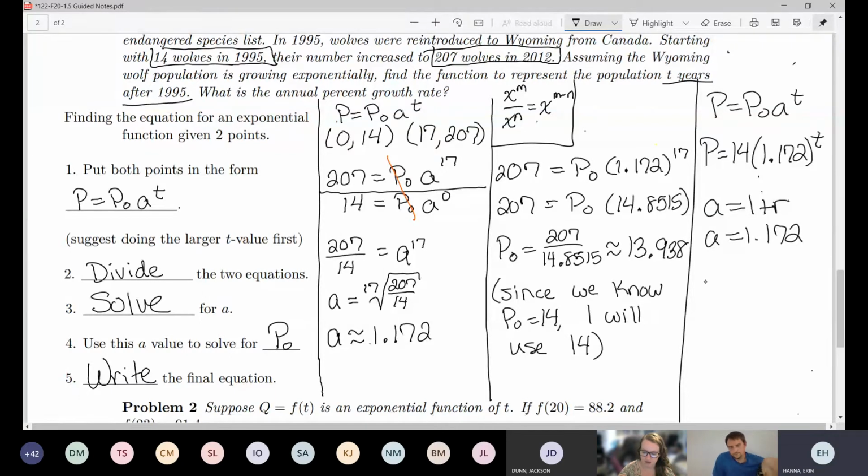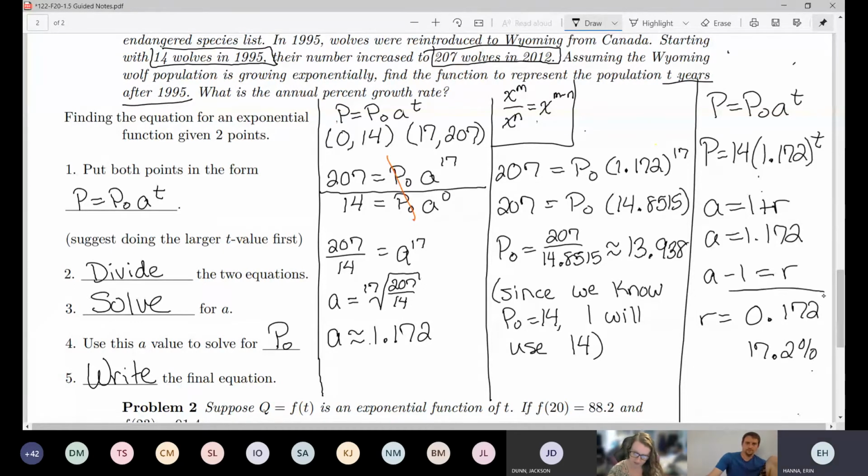well, if we swing this around, R is going to be equal, maybe I should write it like this so it might be easier to see why I got there. So if I subtract 1 from A, I get R. So then R is going to be 0.172, or you can always write it as a % as well. So this would be the annual % growth rate.